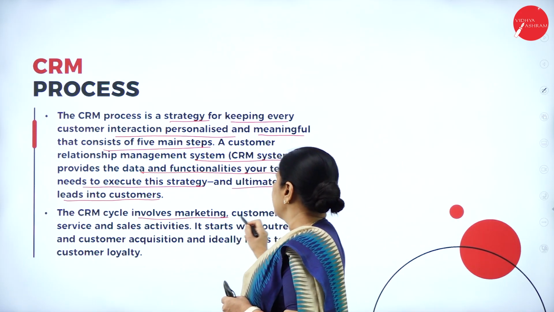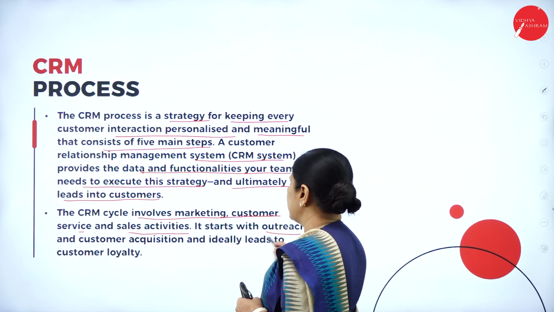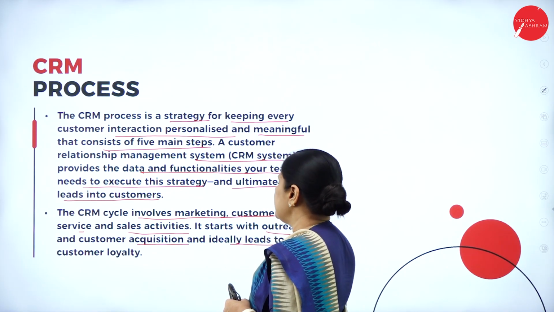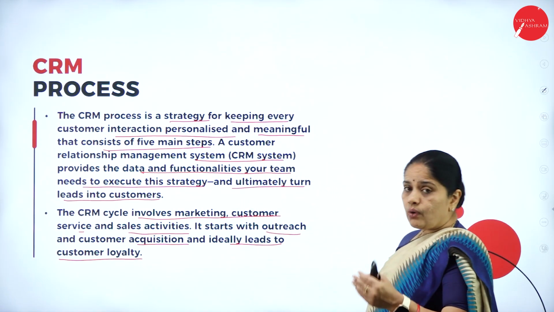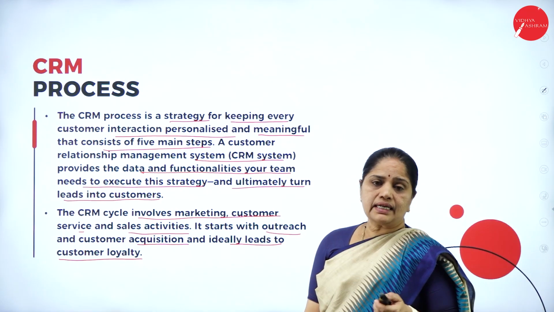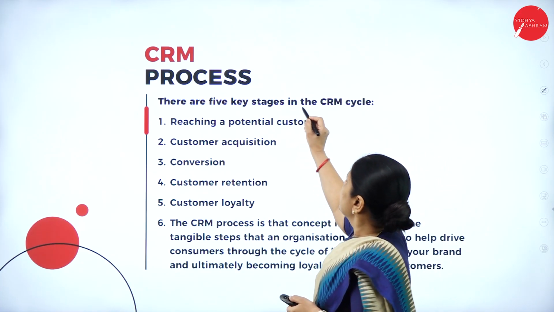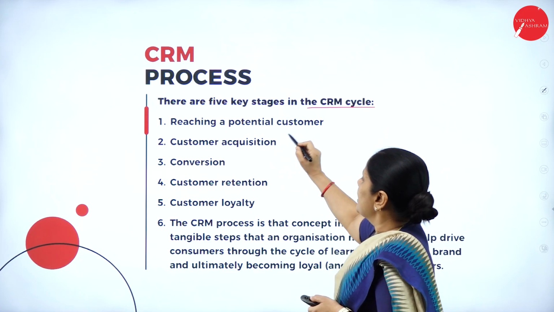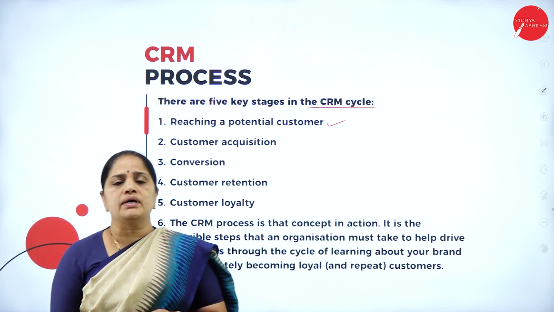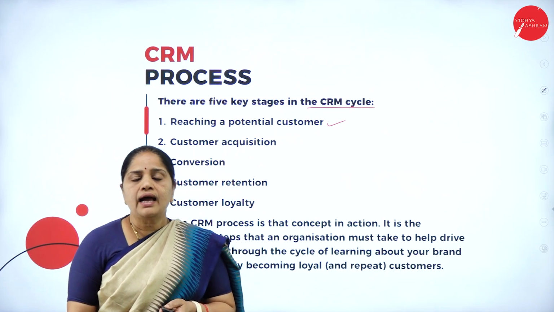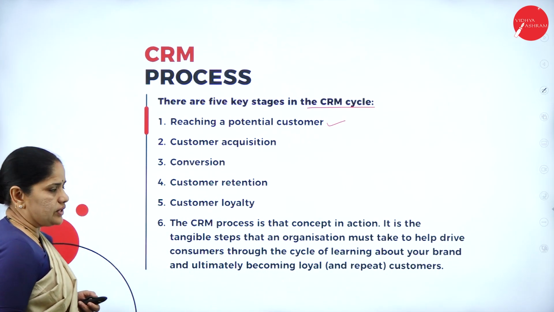The CRM cycle involves marketing, customer service, sales activities, and it starts with outreach and customer acquisition and ideally leads to customer loyalty. So you reach out to the customer, then acquire the customer, and then create customer loyalty. Then the CRM process. So there are 5 key stages in the CRM cycle. The first one is reaching a potential customer. So how do you reach out to the potential customer? What is the product you are trying to sell and who are your likely customers? Based on that, you try to launch a campaign for the customer.